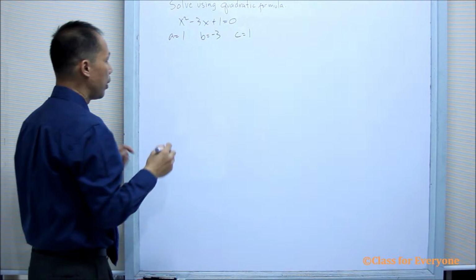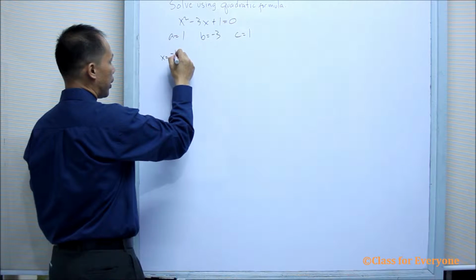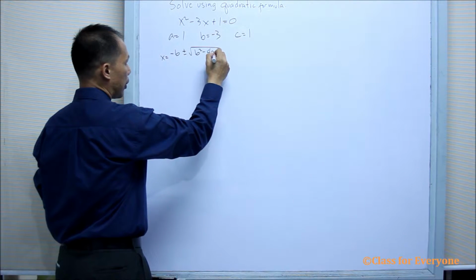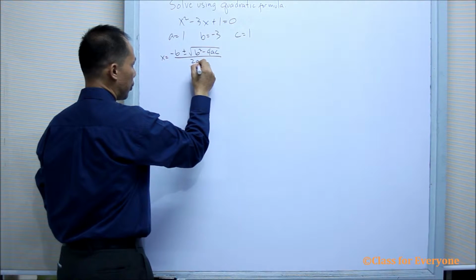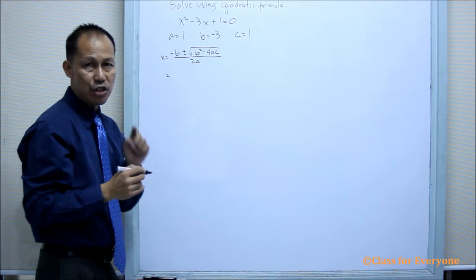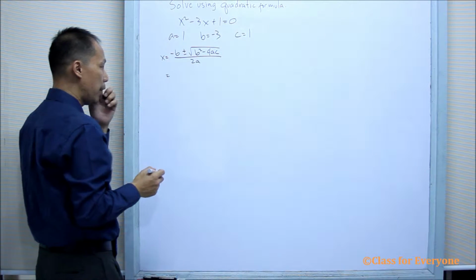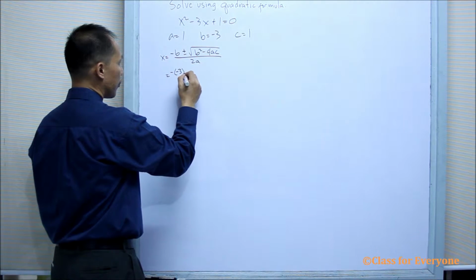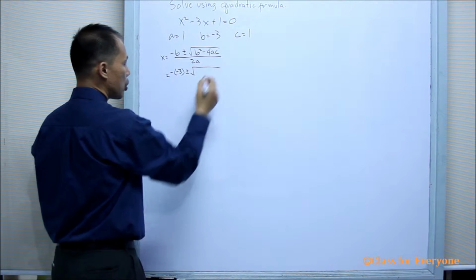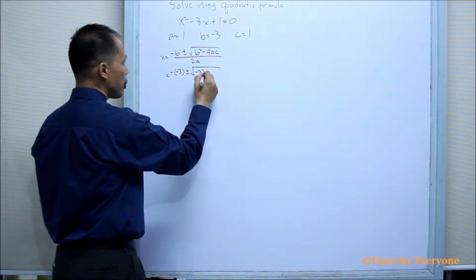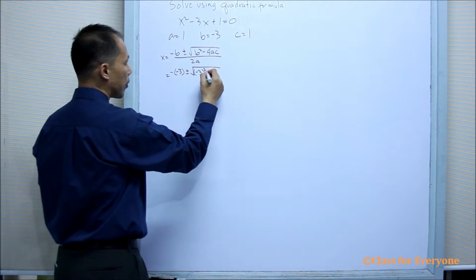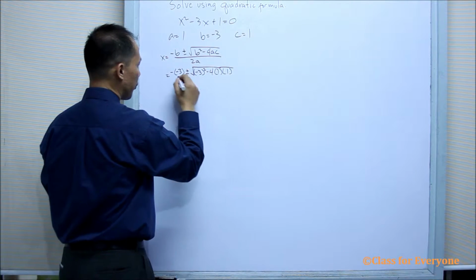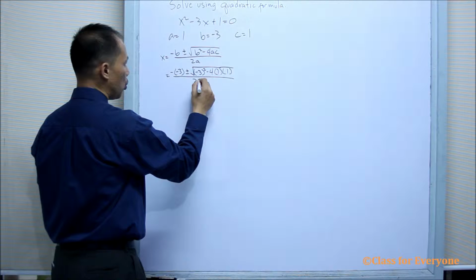The quadratic formula states that x is equal to negative b plus or minus the square root of b squared minus 4ac all over 2a. And then by substitution of the values of a, b, and c, negative b is negative negative 3, plus or minus the square root of negative 3 squared minus 4 times 1 times 1, all over 2 times 1.